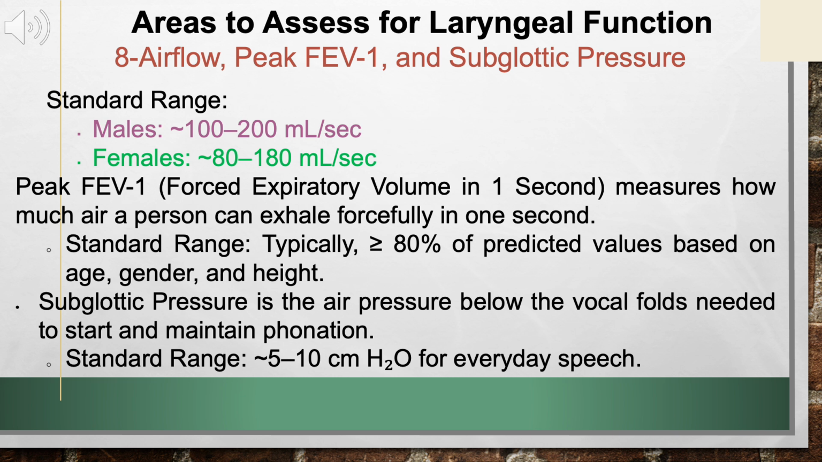Airflow is the amount of air that passes through the vocal folds during speech. Standard range: males, 100 to 200 ml/sec. Females, 80 to 180 ml/sec. FEV1, forced expiratory volume in 1 second, measures how much air a person can exhale forcefully in 1 second. Standard range: typically 80% of predicted values based on age, gender, and height. Subglottic pressure is the air pressure below the vocal folds needed to start and maintain phonation. Standard range: 5 to 10 cm H2O for everyday speech.